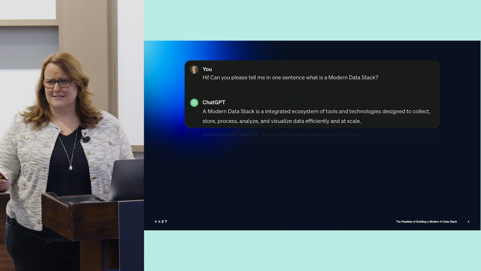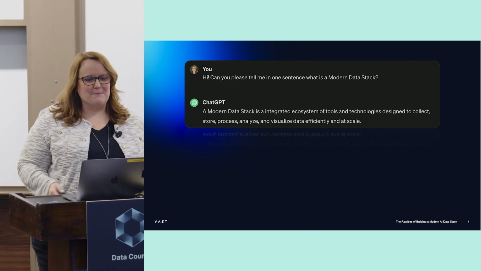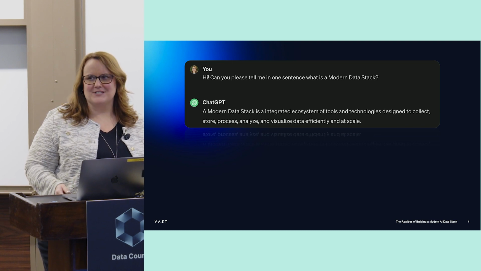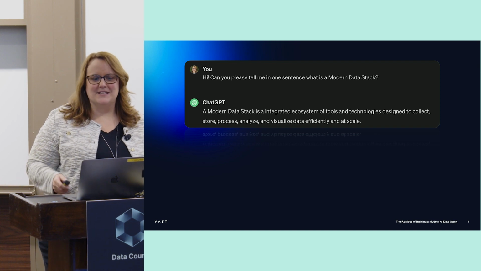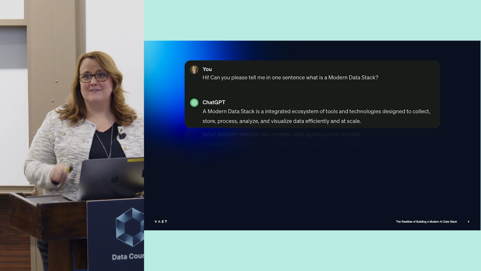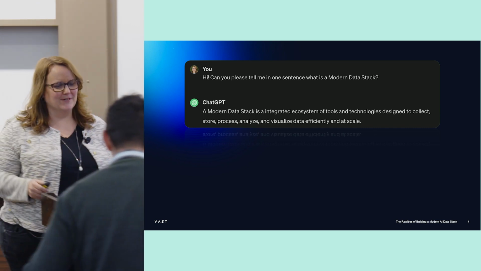So I did what everybody does. Start with ChatGPT, right? So ChatGPT says a modern data stack is an integrated ecosystem of tools and technologies designed to collect, store, process, analyze, and visualize data efficiently and at scale. That is a very, very dense sentence. I did say in one sentence, so we'll give a break.